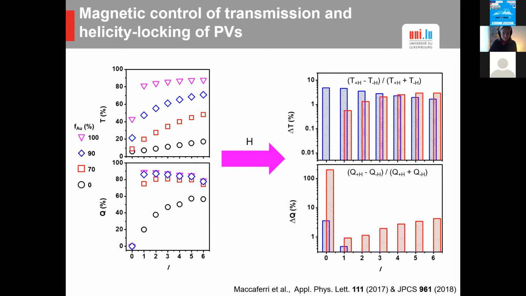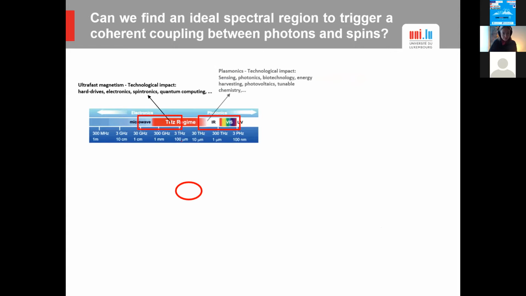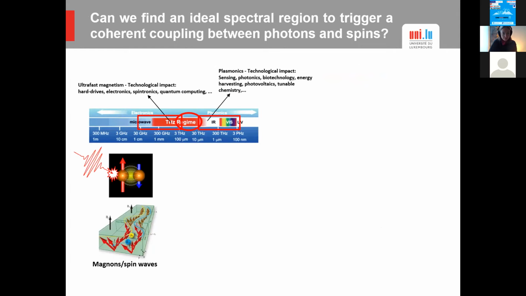Briefly, I am at the end of the talk, so I have to run. The point here is that you can use an external magnetic field to tune either the transmittance or the polarization selectivity of the incoming polarization. And just to conclude, one thing that we are exploring here in Luxembourg is that we are studying a lot in the terahertz regime, because it is a regime where you can probably couple magnons and plasmonic modes.